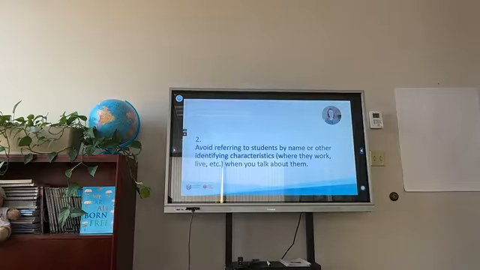Best practice number 2, avoid referring to students by name or other identifying characteristics, such as where they work, live, etc., when you talk about them. You can share specifics about instruction, but for example, you would want to say, my student is having difficulty reading a manual from work. Not, my student John is having difficulty reading the assembly line manual at the Ford plant. This best practice includes when you're talking about your students to other students or to the public, but it might not include talking about your student to other staff in your agency who would need this personal information to best support that student.